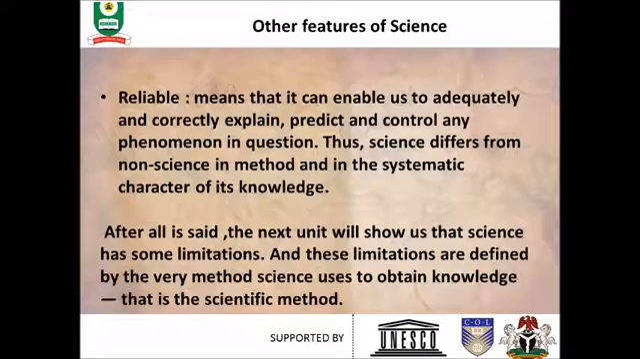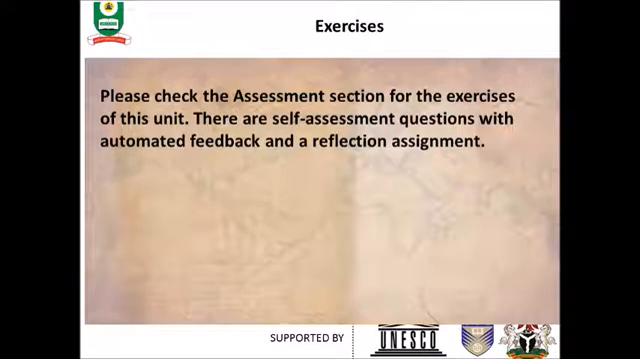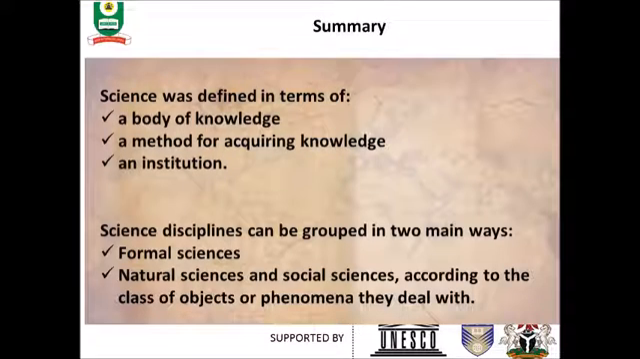In summary, science was defined as a body of knowledge, as a method of acquiring knowledge, and as an institution. Science disciplines can be grouped into two main ways: formal science such as mathematics and logic, and empirical science comprising physics, chemistry, biology, psychology, etc. Science was also classified according to the classes or disciplines they deal with, such as natural or social sciences. Natural sciences, for example, deal with natural objects, while social sciences deal with society and social institutions.